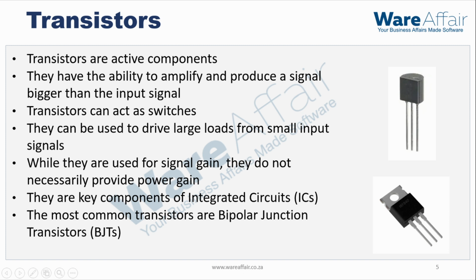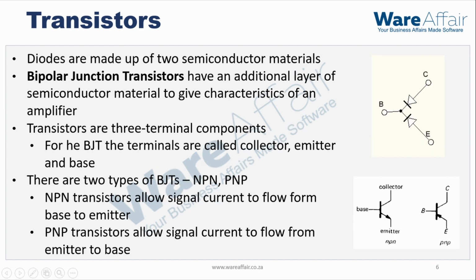The most common type of transistor is known as the bipolar junction transistor. To understand transistors, we need to do a little reminder of how diodes work. Diodes are made up of two semiconductor materials. Bipolar junction transistors have an additional layer of semiconductor material to give characteristics of an amplifier.